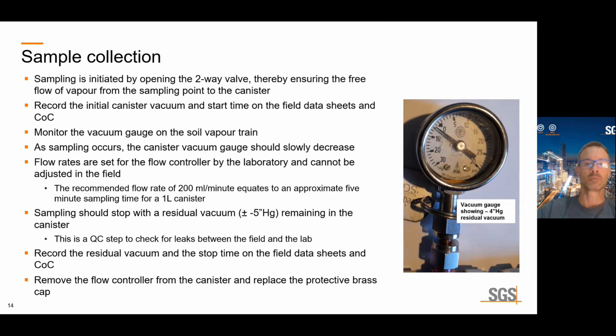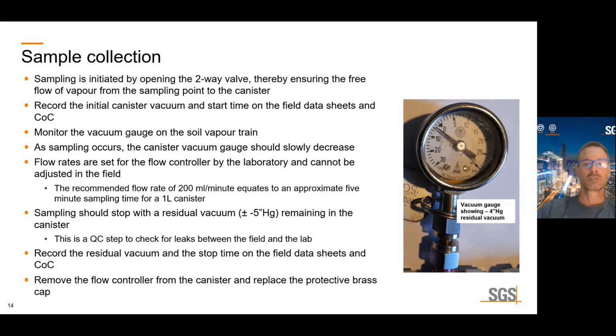We are now ready to collect the sample. Sampling is initiated by opening the main valve and then opening the two-way valve, thereby ensuring the free flow of vapor from the sampling point to the canister. At this time, we record the initial canister vacuum and the start time on the field data sheets and chain of custody. We then monitor the vacuum gauge on the soil vapor tray. As sampling occurs, the canister vacuum gauge should slowly decrease. Flow rates are set for the flow controller by the laboratory and cannot be adjusted in the field.